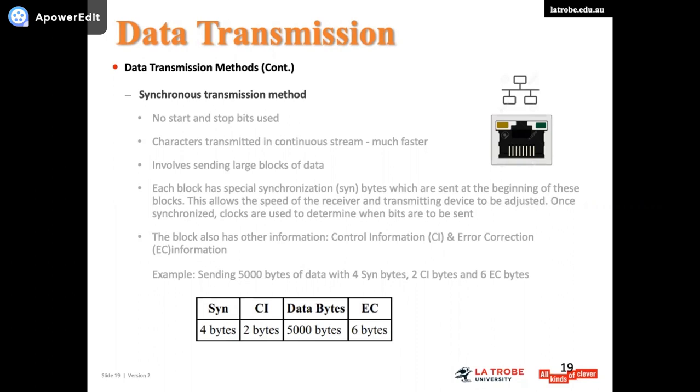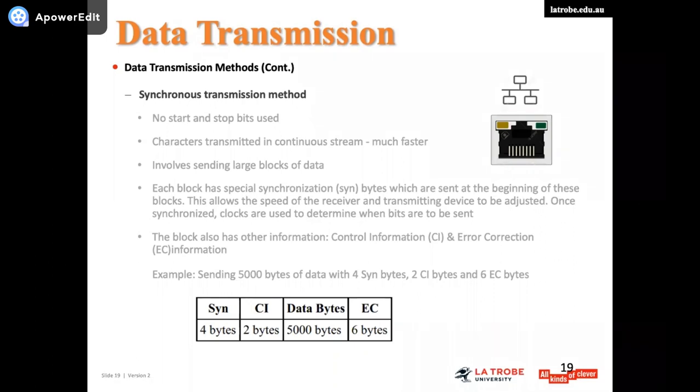Once synchronized using these sync bytes, the clock is used to determine when bits are to be sent. So now you can see that the major difference between the asynchronous and synchronous methods is the use of the clock. If the system uses a clock to synchronize the two devices, then it is synchronous. Otherwise, it is the asynchronous method. Each block also has other information, such as control information or error correction information.